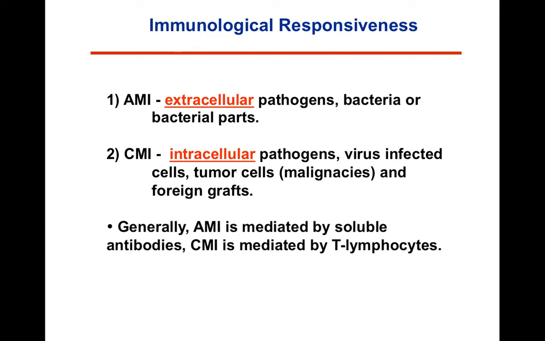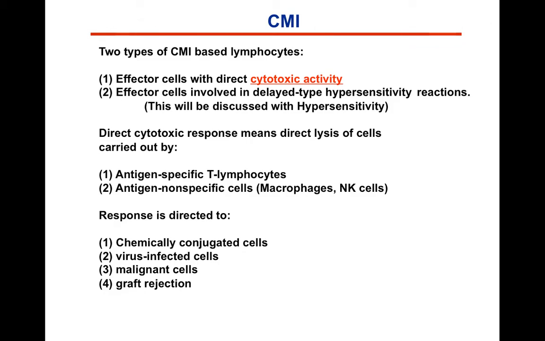Generally, AMI is mediated by soluble antibodies, and CMI is mediated by T lymphocytes. T lymphocytes here are the big players. So there are two types of CMI-based lymphocytes. One, effector cells with direct cytotoxic activity. They can wipe out another cell if they've located it. And two, effector cells that are involved in a type of hypersensitivity reaction, referred to as delayed hypersensitivity type 4. We'll talk about those later. The most important is the direct cytotoxic activity.